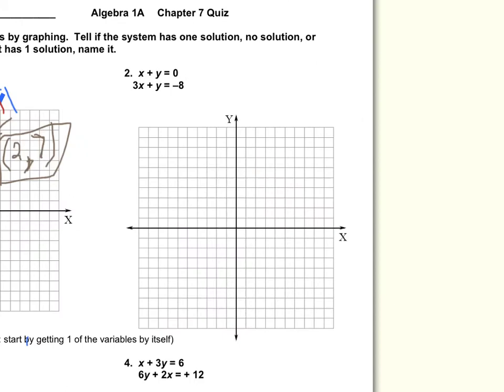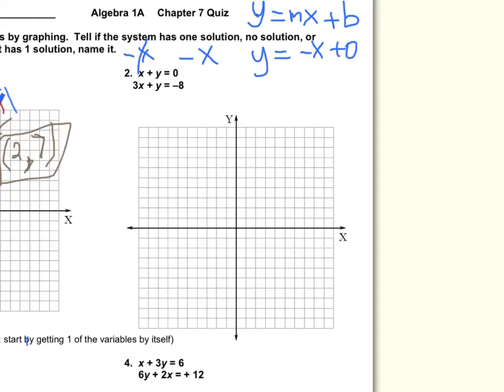Okay, in number 2 we're going to graph both of these equations also, but the equations are not ready to be graphed yet. We like to graph equations in y equals mx plus b form. Basically, we like to get the y by itself. So in the first equation, what we need to do is subtract x from each side. That way it will go away from the left side and y will be by itself. Now we have y equals -x, and then we still have that 0 there if you wanted to show that.